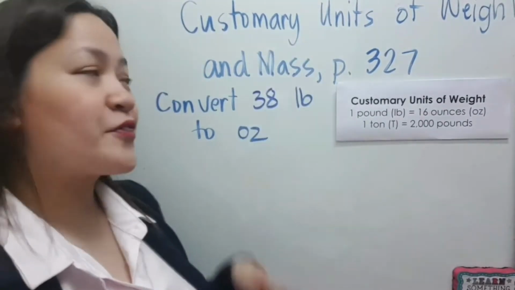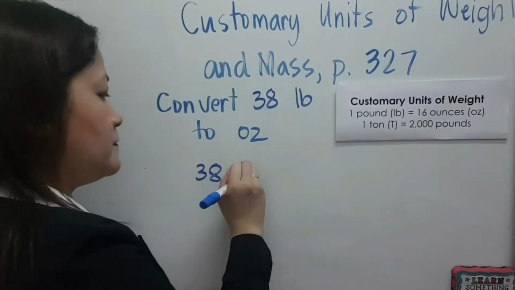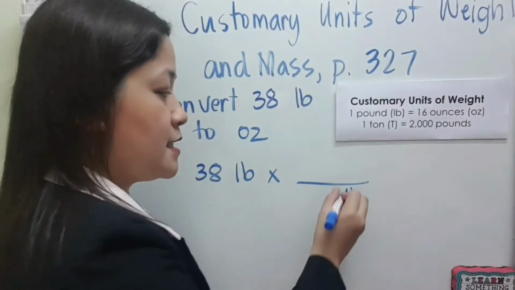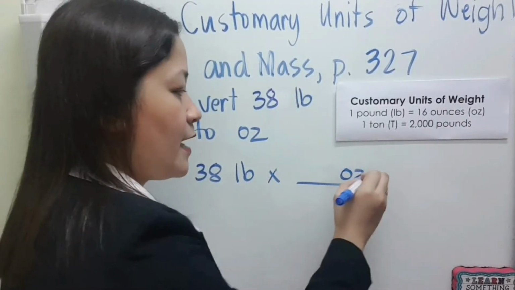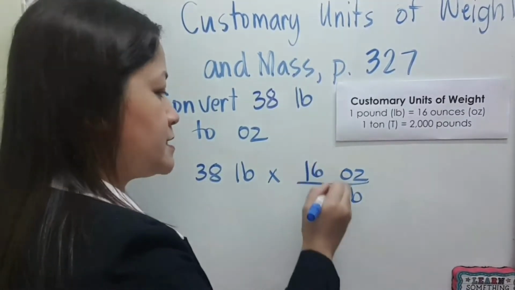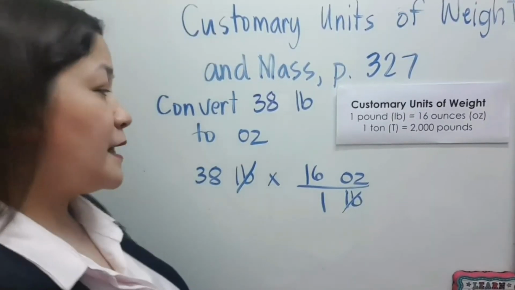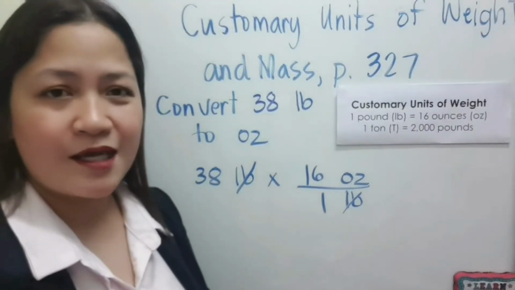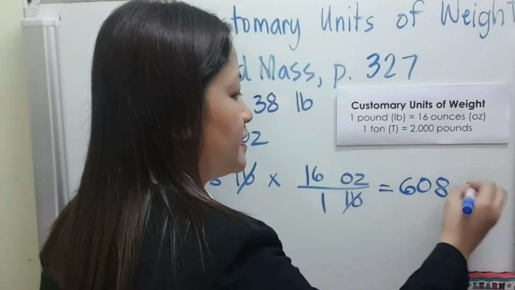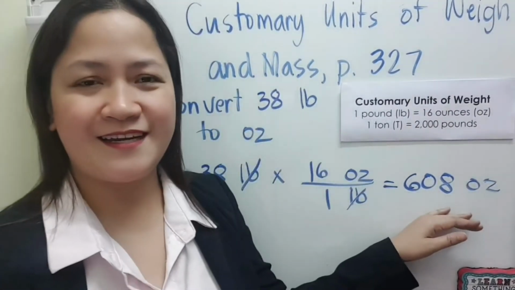Now let us convert 38 pounds to ounces. So write this first, that is 38 pounds times, so this time pounds will be in the denominator since we don't need that unit now, and ounces will be up. So how many ounces in a pound? That's 16 ounces in 1 pound. And then cancel out the unit pound. Now multiply 38 and 16. What is the answer? That is 608. And the unit is ounces. So 38 pounds is equal to 608 ounces.